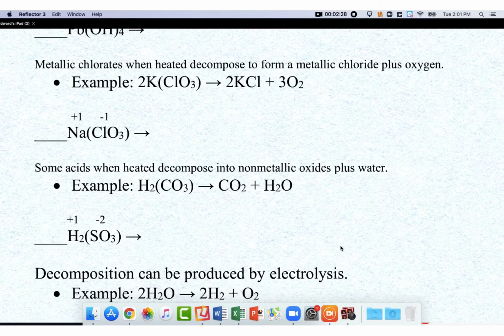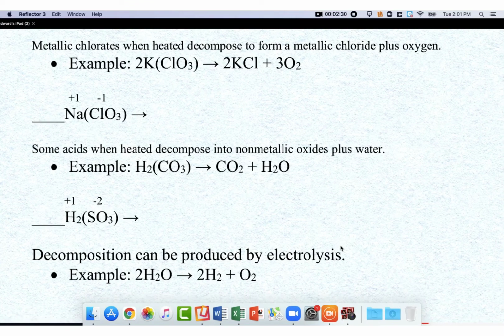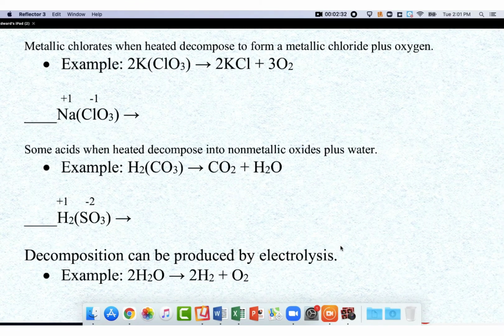Okay. The next one is going to be chlorates. So the chlorates, we have potassium chlorate, breaks apart into potassium chloride and then free oxygen. All right. So that means the sodium chlorate is going to break apart and form sodium chloride plus oxygen. All right, and you'll have to balance that out.